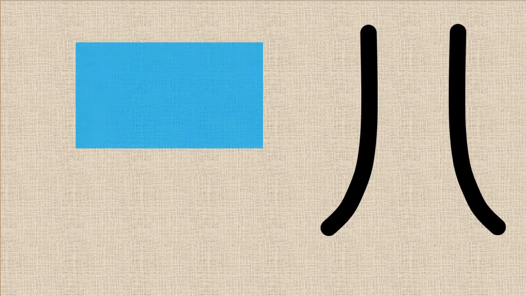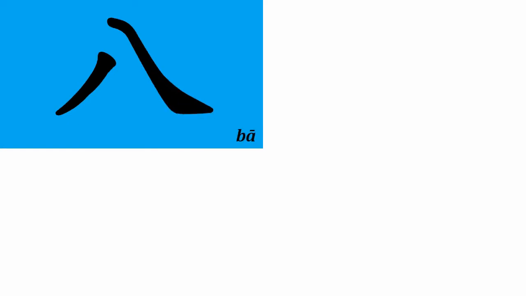So the first and most basic character is 2 lines separating. Pronounced first tone. Ba, ba. As a standalone character, it's the number 8, which is considered a lucky number, as opposed to number 4, which almost rhymes with the word for death and is therefore unlucky.